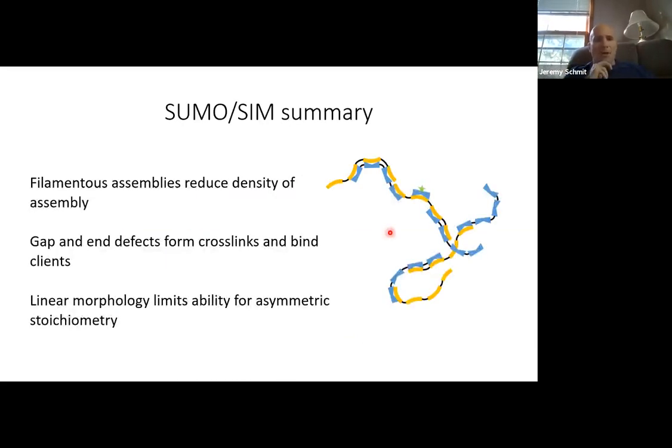Okay, so let's summarize this part of the story here. What we have is filamentous assemblies. These are going to reduce the density of the assembly, and it gives us this sort of defect structure here. And this accounts for both the cross-linking and the ability to recruit clients. And there's this really cool feature coming out that it gives us this tunable and highly specific recruitment of clients.